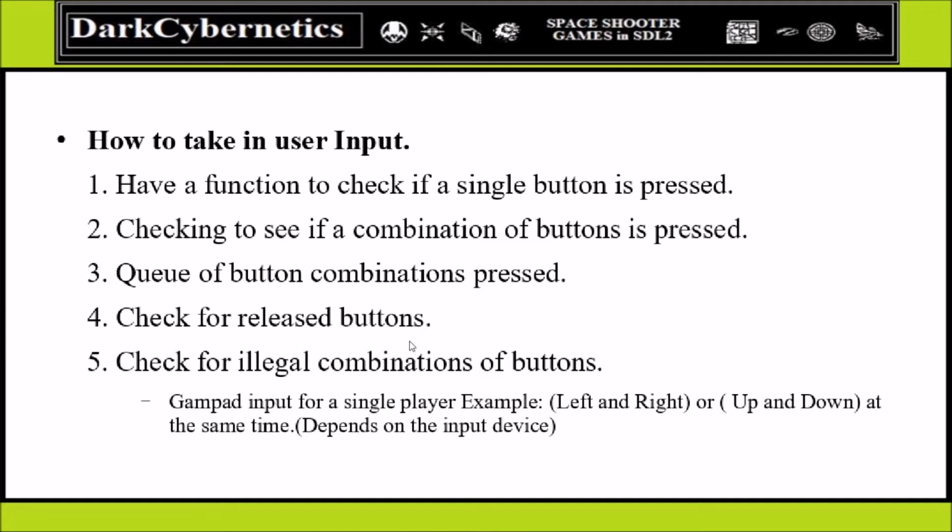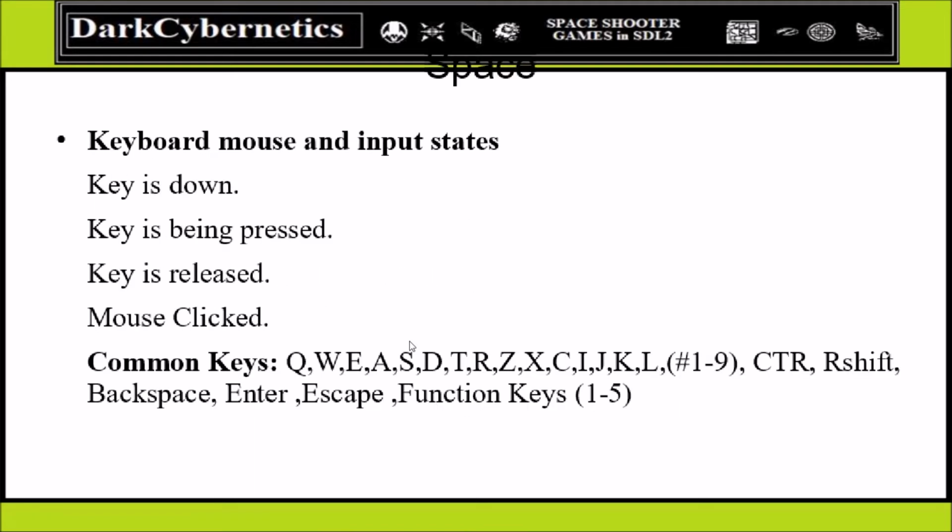So taking in user input, we're going to have a function that checks for a single input if it's pressed, right? We can check for a combination of key presses. We can have a queue of button combinations. We can check and see if the button's released. And we're going to check for legal inputs. In certain games it's possible to press all the buttons on a game controller, but for a keyboard it might be impossible, right? There are games like Kingdom Hearts. If you press all the buttons, you can restart the game on the original PlayStation 2 version. Pressing up and down might be illegal for a game controller, because when would you have to press up and down on a game controller? It's not a fighting game. If it's not a fighting game, you know, it'd be illegal. And it really depends on the input device or what type of features we're trying to implement.